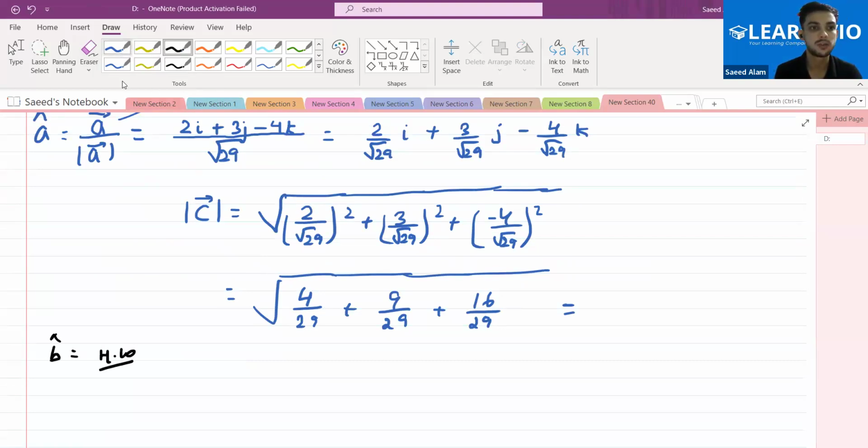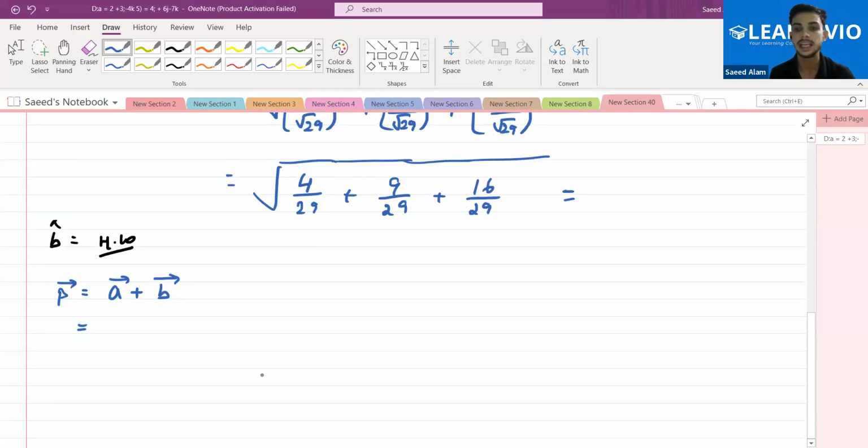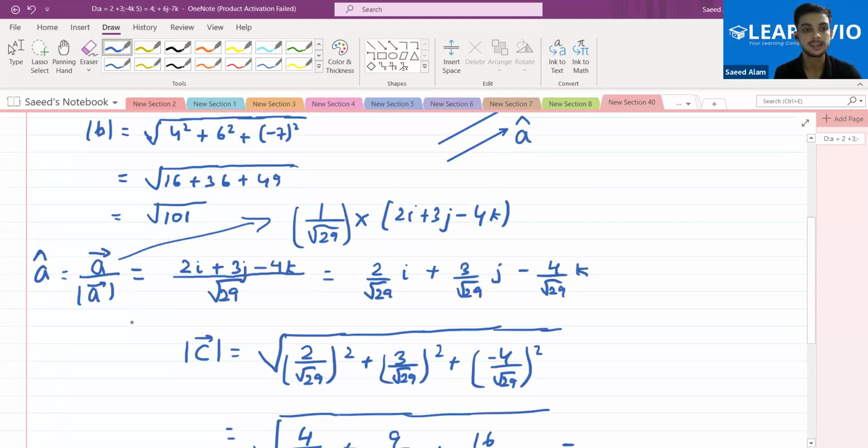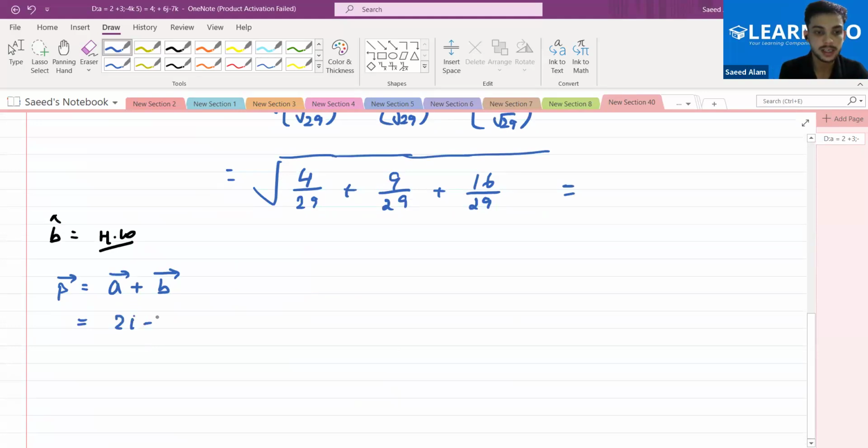Okay, now let's move on to another thing. Let's say this time I'm in search of another vector, say the P vector, which is the sum of the above two vectors, A plus B. So how are we going to get it? Just add it simply the way you people used to do, and you will be able to calculate the right answer. So what is A actually? A is 2i plus 3j minus 4k. So just write it over here, 2i plus 3j minus 4k.